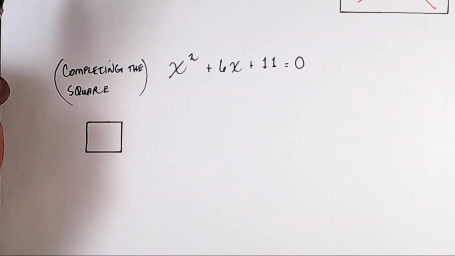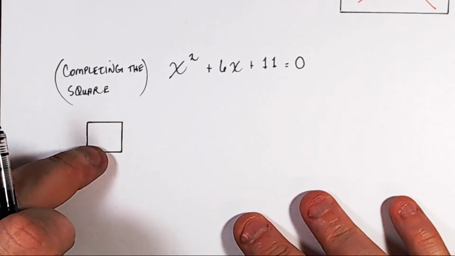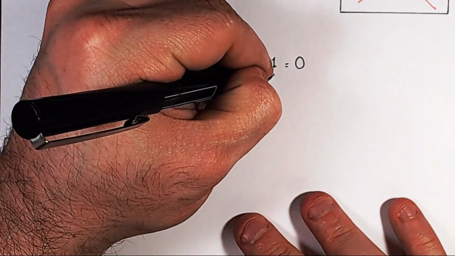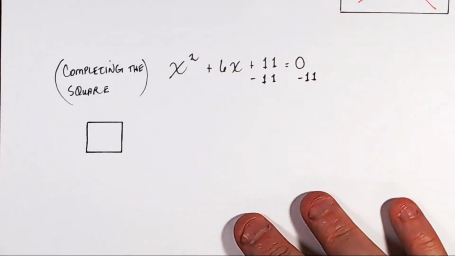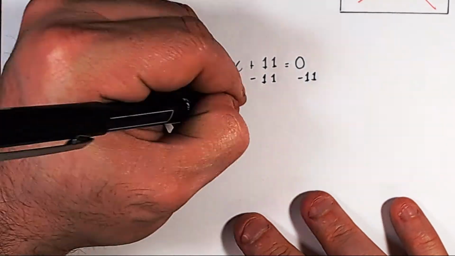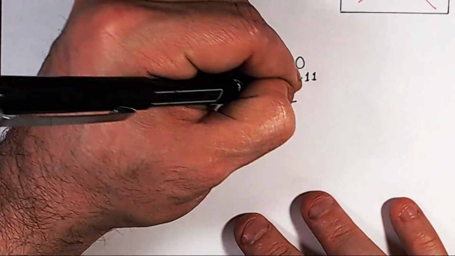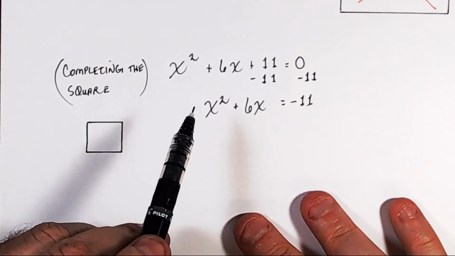there's one quick thing we need to do first. So before we can start this process right here, we need to subtract the 11 from both sides just to get him out of the way. So the 11 needs to be subtracted from both sides, and you just need those x terms by themselves. So you got x squared plus 6x equals negative 11. Okay, sorry about that.